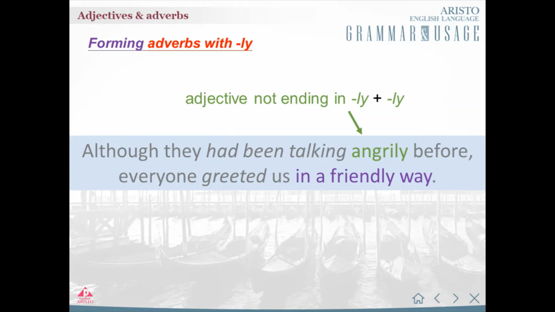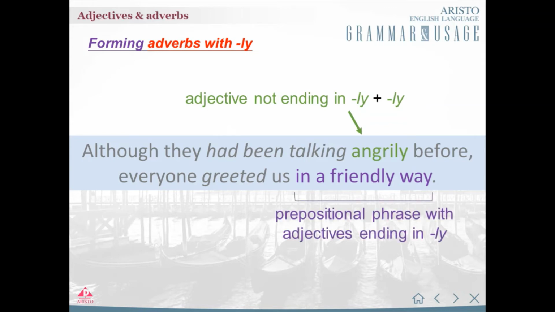Now let's take a look at the second line. For adjectives like friendly, which already end in ly, we use prepositional phrases instead to avoid a double ly ending. The prepositional phrase in a friendly way modifies the verb greeted. It tells us how the people greeted the speaker.